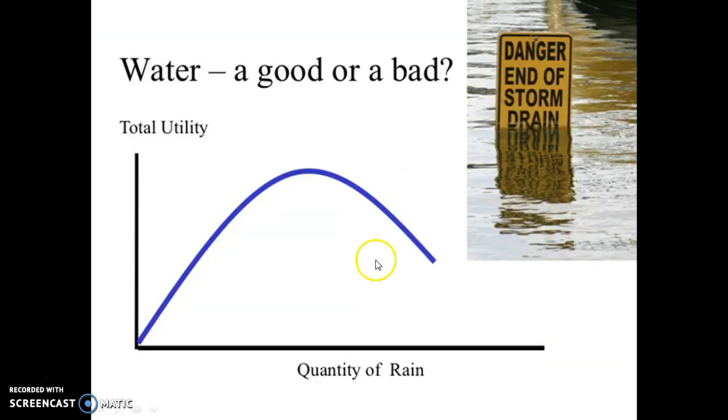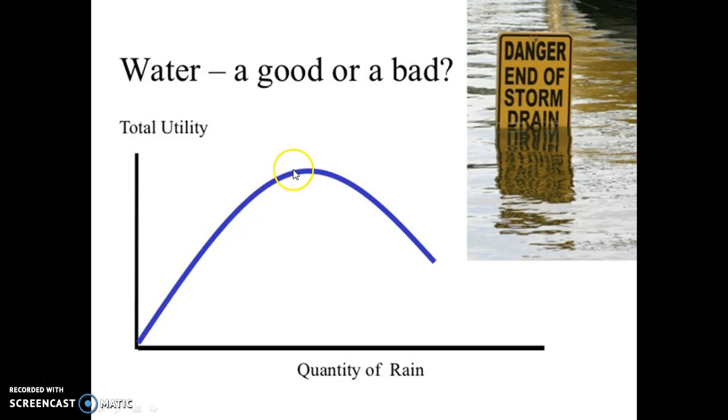An example where we can see this in totality is with water. Is it good or bad? Well, we consider total utility and the quantity of rain. We have some water and we need it. It's essential to life. Farmers need it for crops. It tastes great after we've been exercising, so we experience a lot of utility.